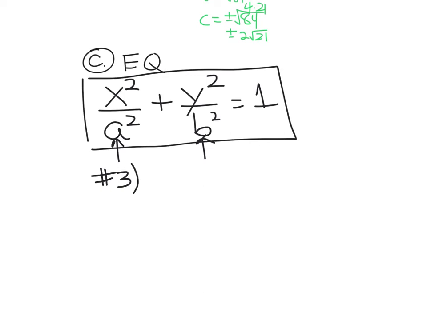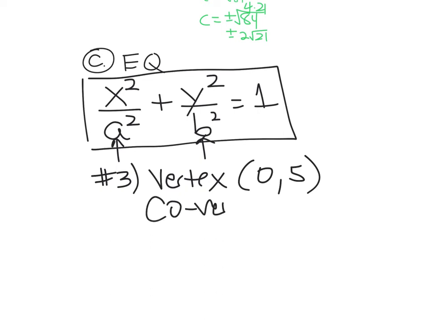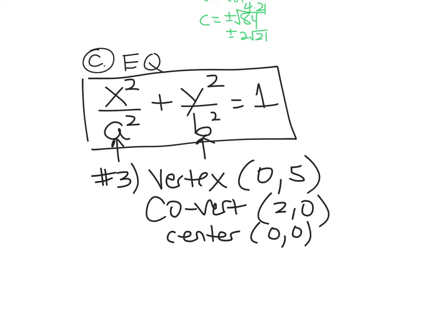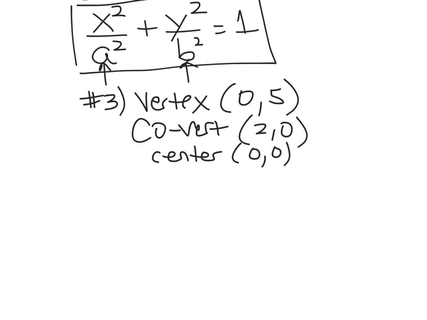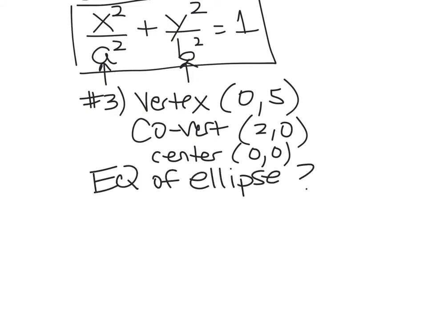All right, so they'll tell you the vertex, one of the vertices, is at (0, 5). And then they'll tell you that a co-vertex, one of the co-vertices, is at (2, 0). And they also tell you that the center is at (0, 0), which we already know because that's where we're keeping it for right now. And we want to come up with an equation of the ellipse. What's the equation of the ellipse?